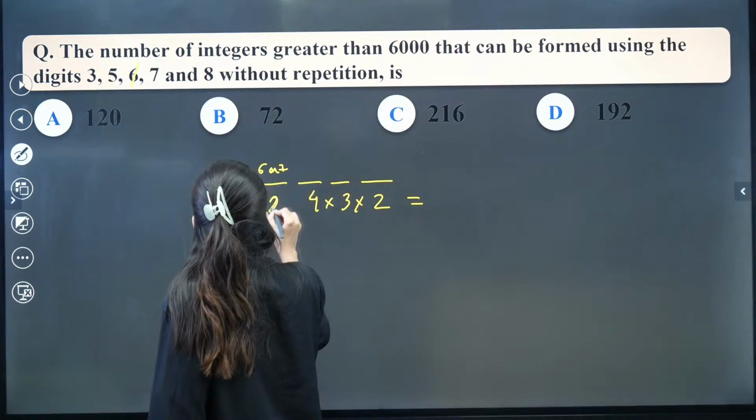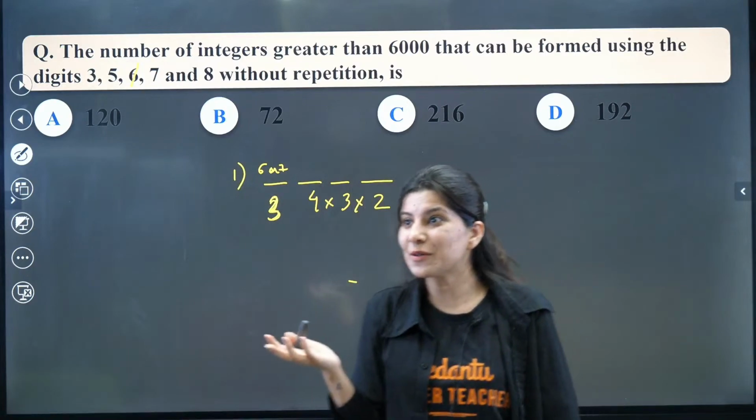So 3 options are here. Sorry, 8 is also here. Yes, 8 is also here.